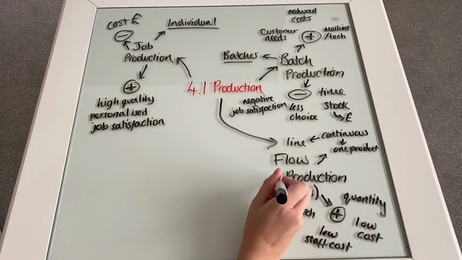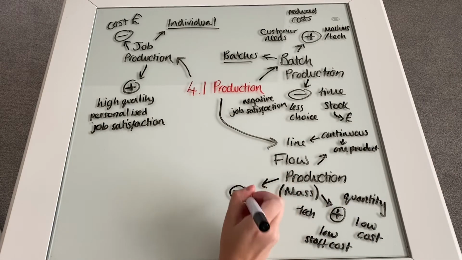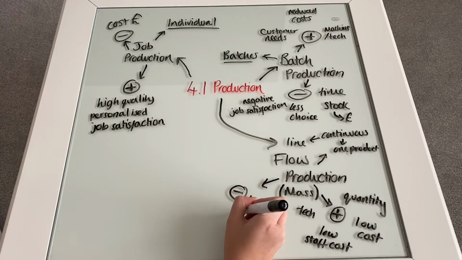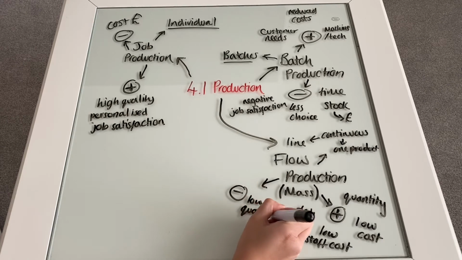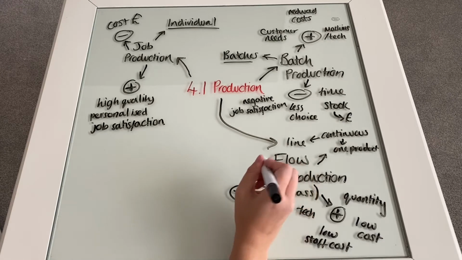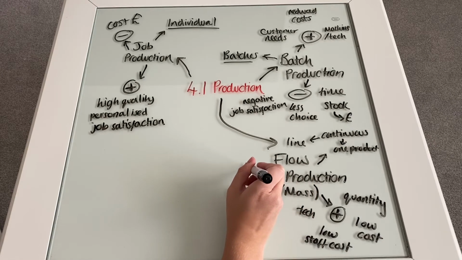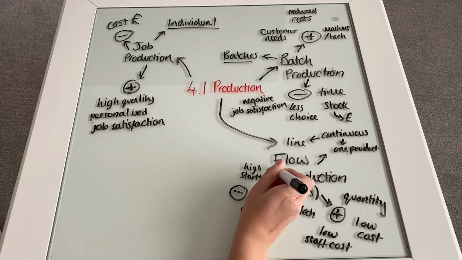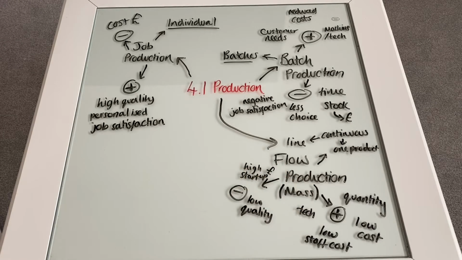The disadvantages are that it might be lower quality because you haven't got skilled workers checking it at every stage. It's just going on a production line continuously, so production might be compromised slightly. You've got high startup costs. Buying the machinery is going to cost you a lot. In the long term, it'll save you money, but at the start, it's going to have a massive outlay.